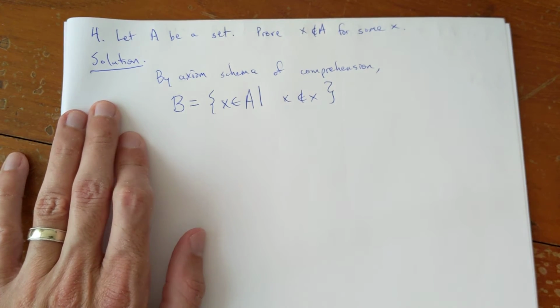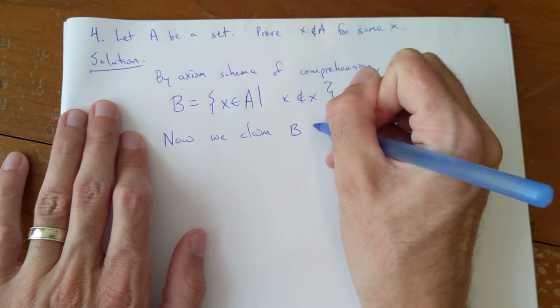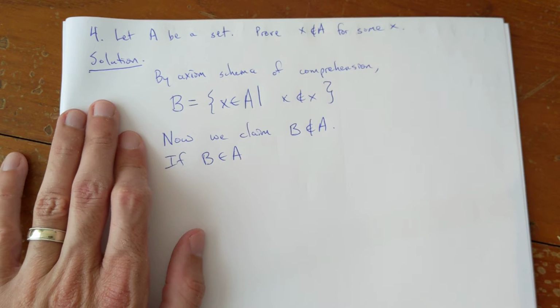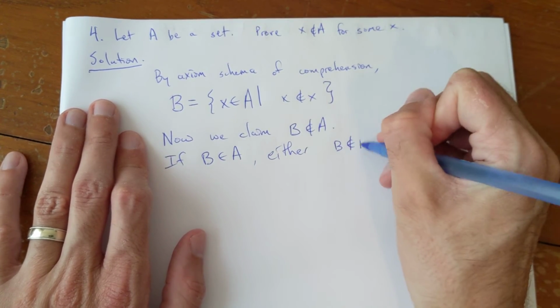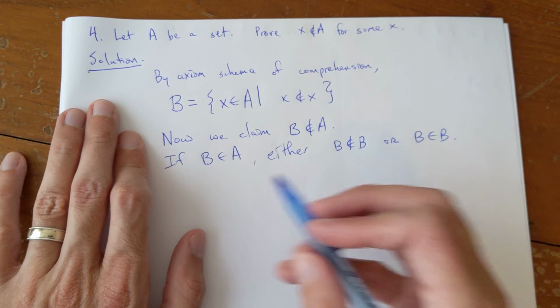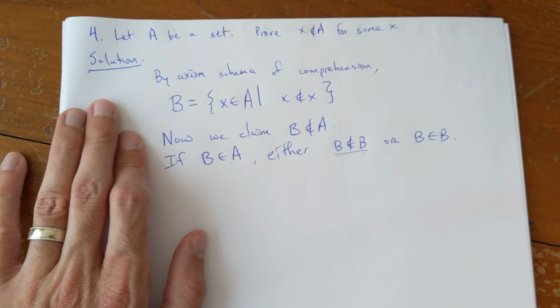So let's show that B is not in A. So now we claim B is not in A. If B is in A, well, we do the usual Russell's paradox thing. Either B is not in B, or B is in B. If B is not in A, one of these two things is fine. Doesn't lead to a contradiction. But if B is in A, let's see what happens. I mean, this is just the usual thing, but let's go through it anyways.